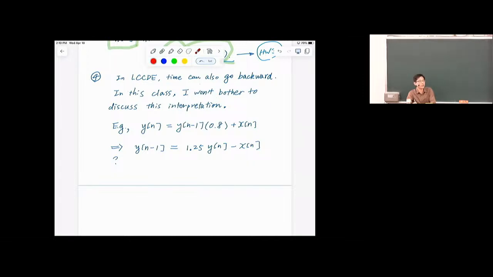When we write it this way, are we implying that the previous sample, y[n minus 1], should depend on the present sample? And of course, there's a change of sign in here, if you're careful. But otherwise, they are the same equation, right? What's going wrong here? Nothing's wrong. Mathematically, they are really the same equation.